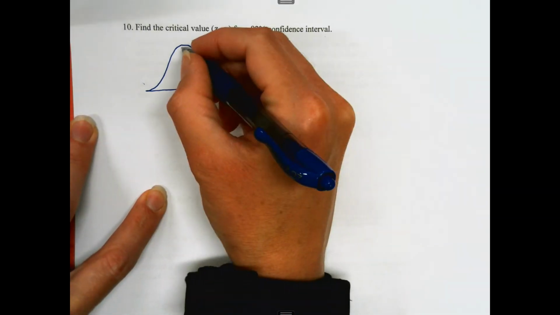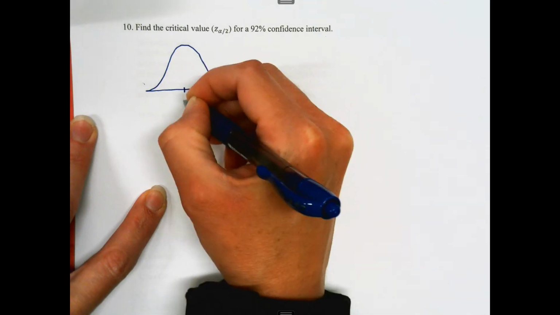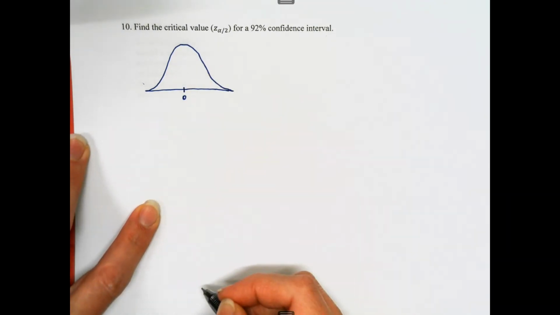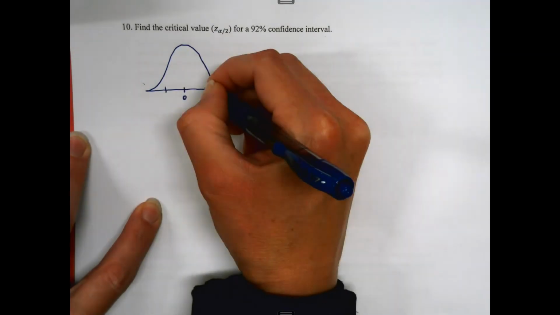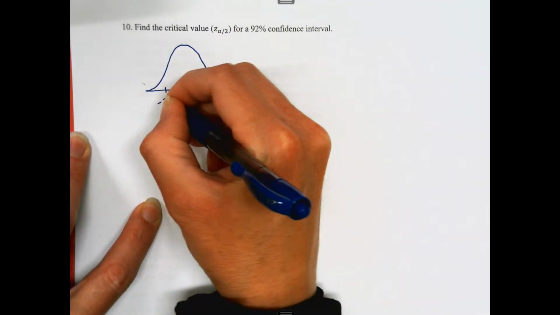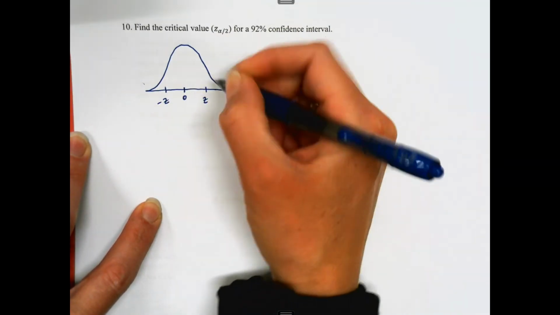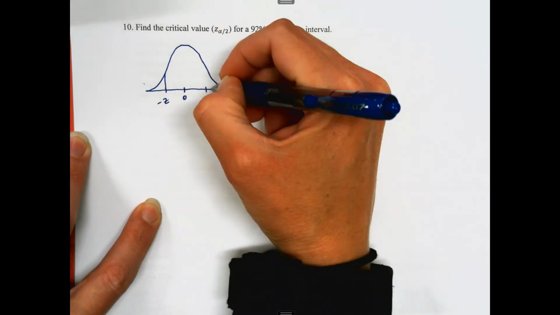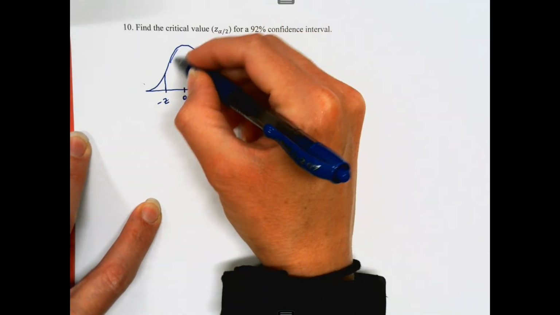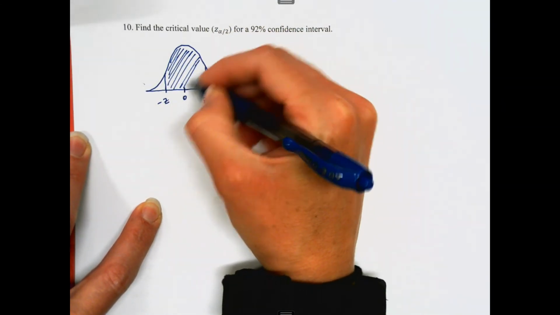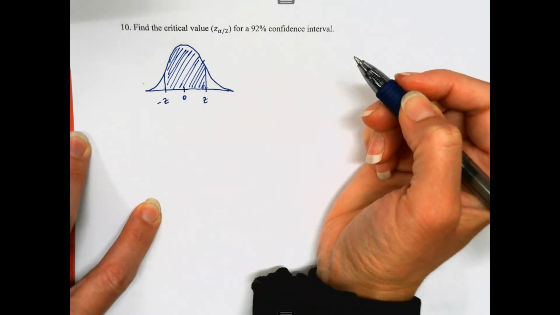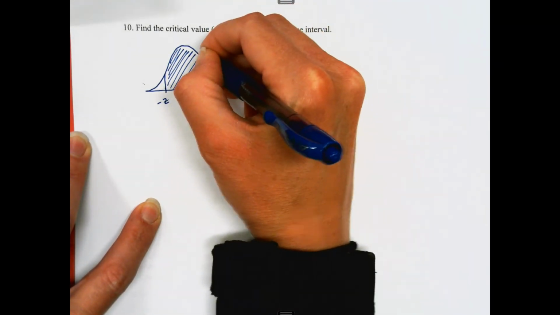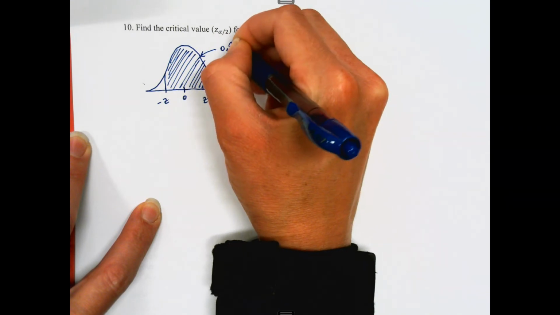So remember, directly in the middle is going to be your mean, which in this case happens to be 0. And we need to know what negative Z is and what positive Z is, if this middle portion of our normal distribution has an area of 0.92.